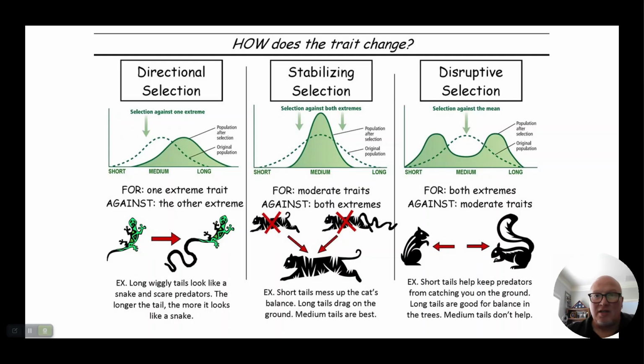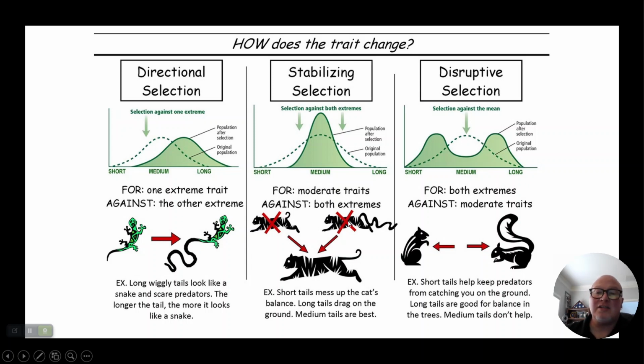Okay, take a look. Directional selection. Here we have a lizard with a shorter tail, and here we have a lizard with a longer tail. If, for instance, the long tails are selected over the shorter tails, then this whole bell curve is going to shift to the right. And so the average length will end up being much longer, and you end up with more lizards with longer tails.